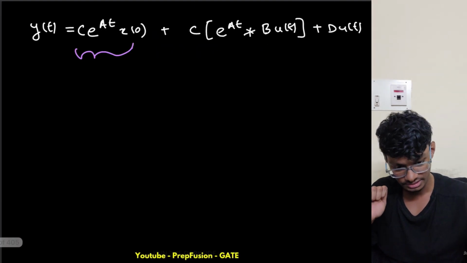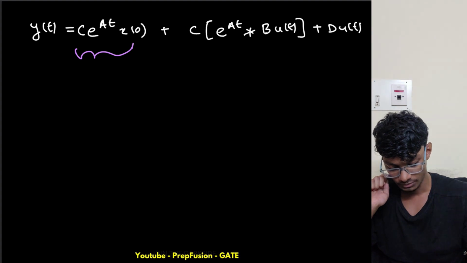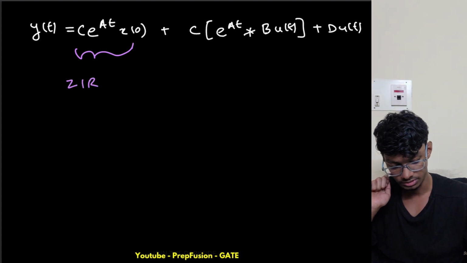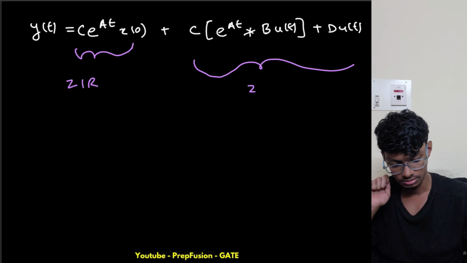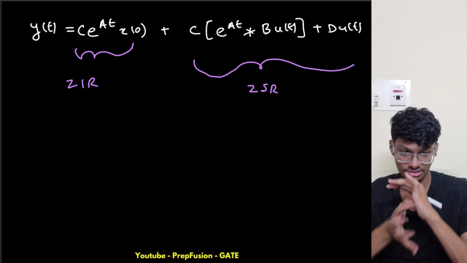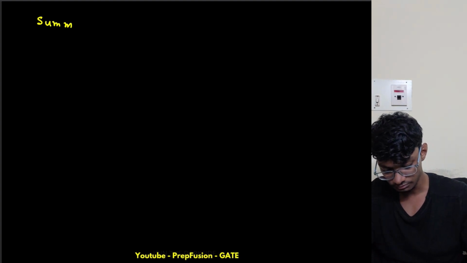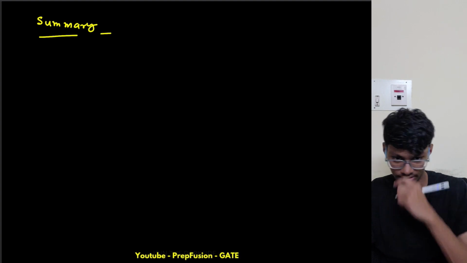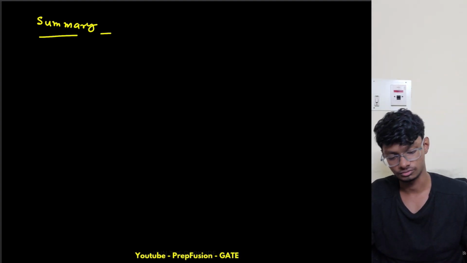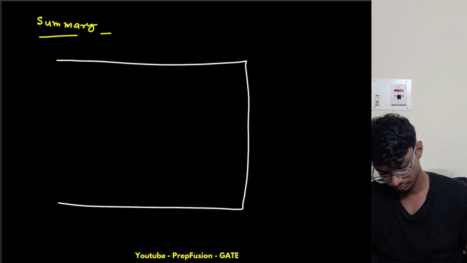So in this case, what are you getting? D is separate. This response is the zero input response and this response is the zero state response. So we have learned all this. Let me summarize everything in a table. We'll also study all this further, do questions on the equation, and from there you will also understand. So let me make a table for you.